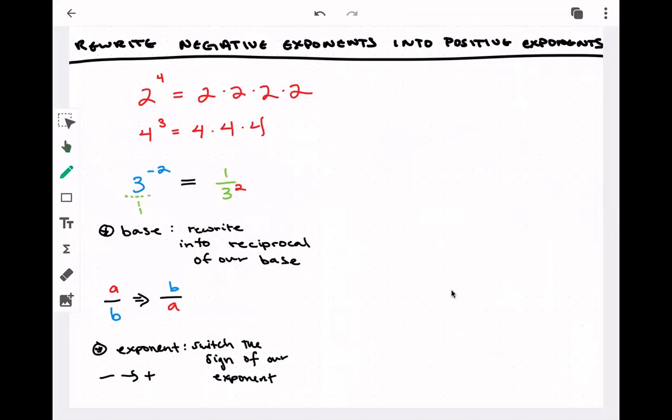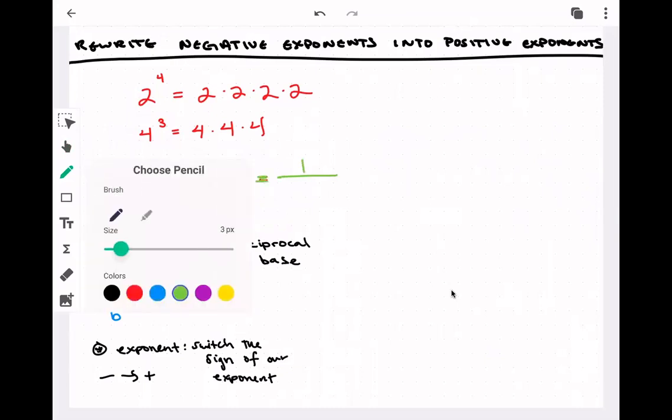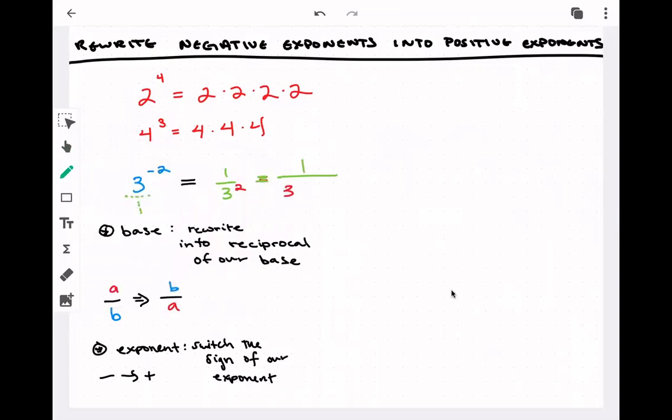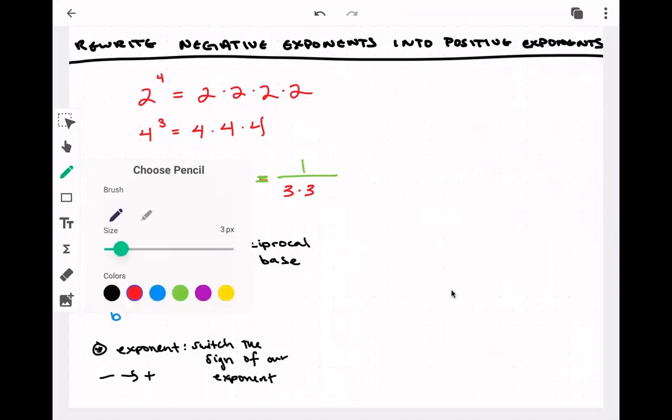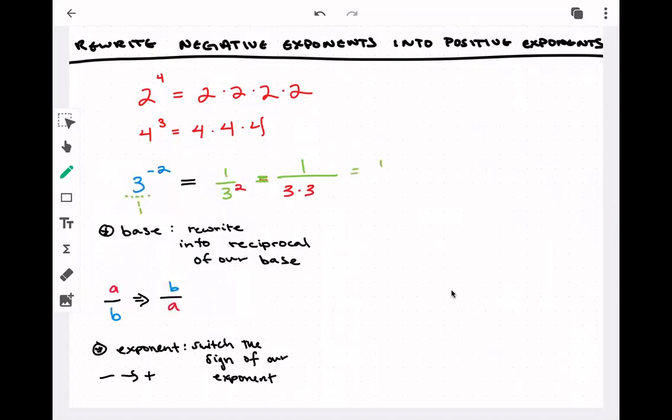So if we were to write this out, we would have that 1 that is the same, and we would have it over 3, that base, being multiplied by itself twice. So we'd have 1 over 3 times 3, which would then equal 1 over 9. And that would be more of our mathematical way to do it.